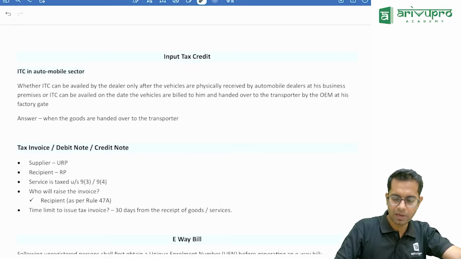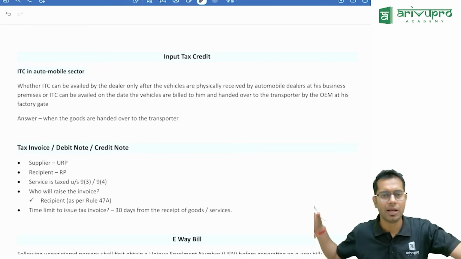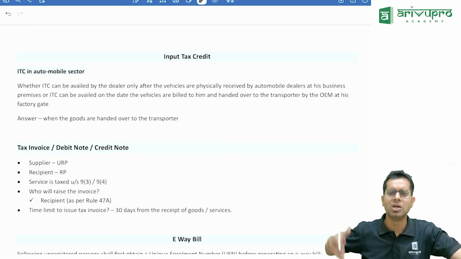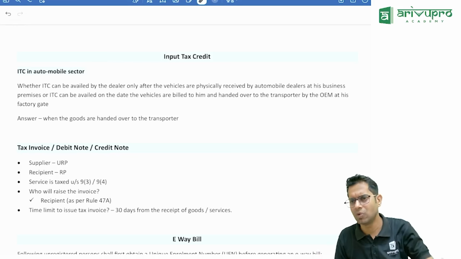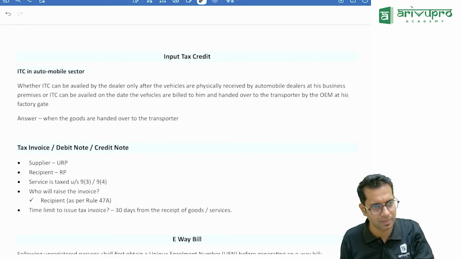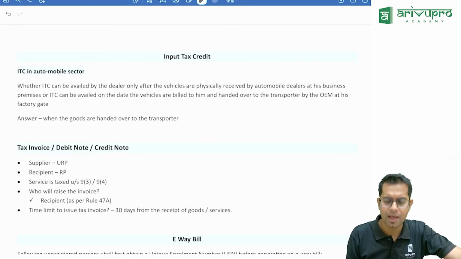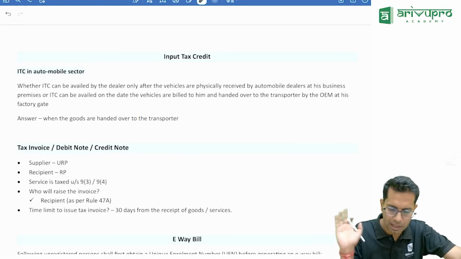The question is, see, normally I should have physically received the goods. But in the case of automobiles, a dealer purchasing cars may not have space to keep all those cars. So normally the car will be in transit, or it will be kept at some godown or some place which does not belong to me, but belongs to the manufacturer. Now, though I have not actually received them, can I take input tax credit on those goods? The lawmaker says, as soon as the cars are given to the transporter for transportation, you can take input tax credit based on the bill.